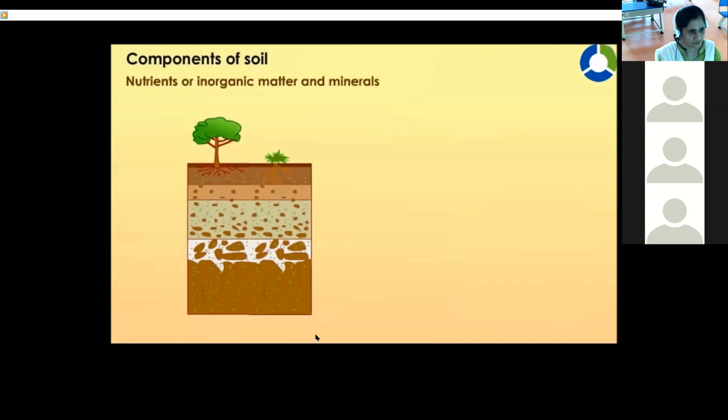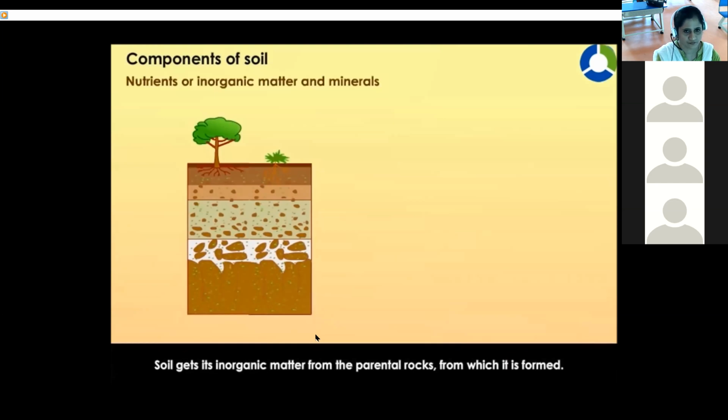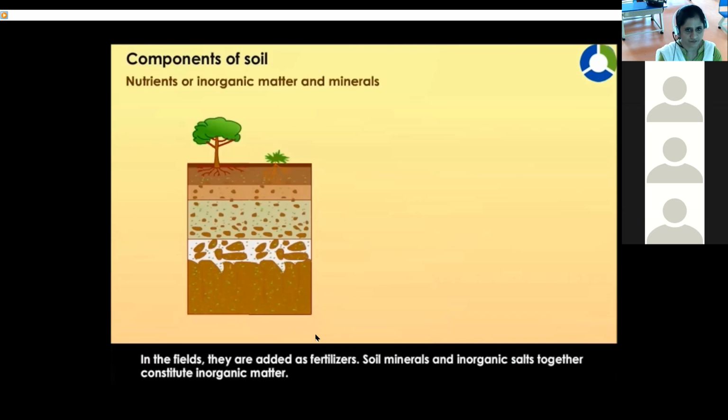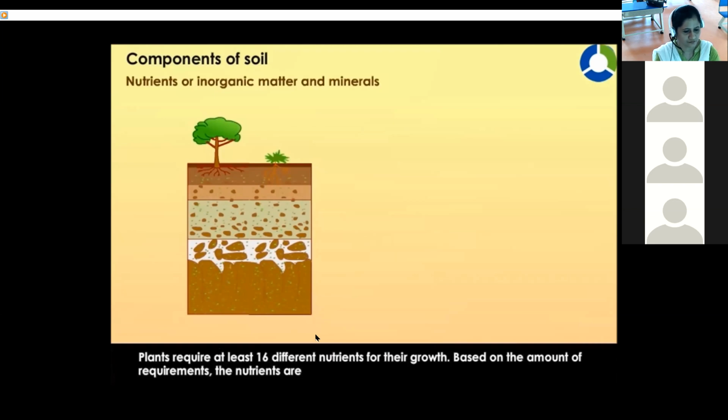Nutrients or inorganic matter and minerals. Soil gets its inorganic matter from the parental rocks from which it is formed. In the fields, they are added as fertilizers. Soil minerals and inorganic salts together constitute inorganic matter. Plants require at least 16 different nutrients for their growth.